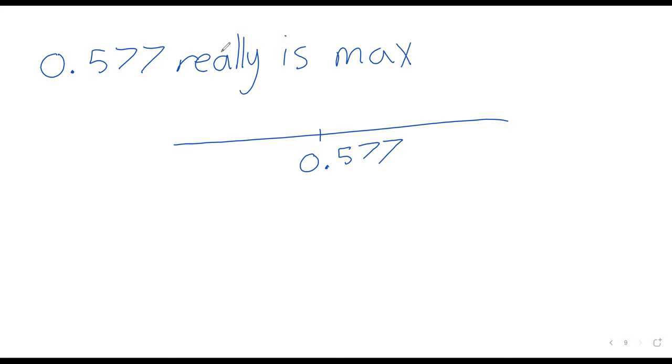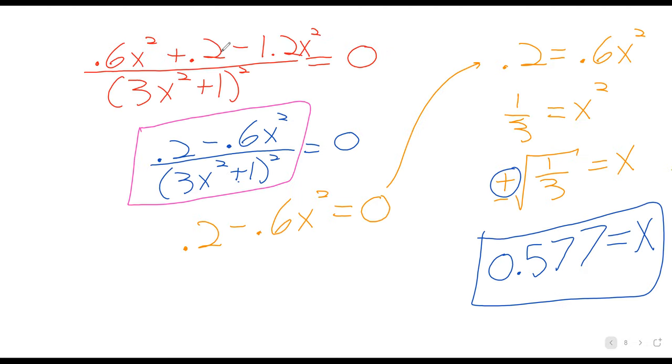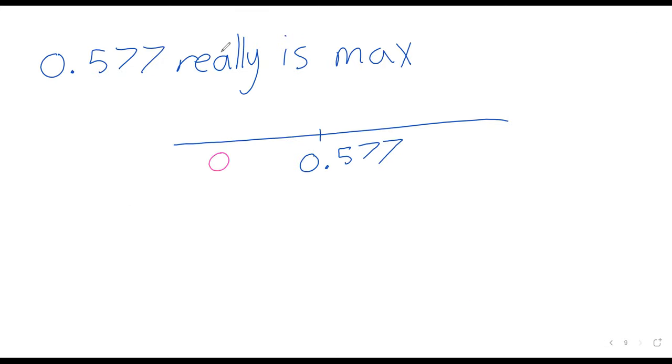So we could take 0 and plug that in, and we get a positive number. We get 0.2 if we let x be 0. If that's not obvious, you can of course go to your calculator and manually type in 0.2 minus 0.6 times 0 squared divided by, and you will get a positive number.